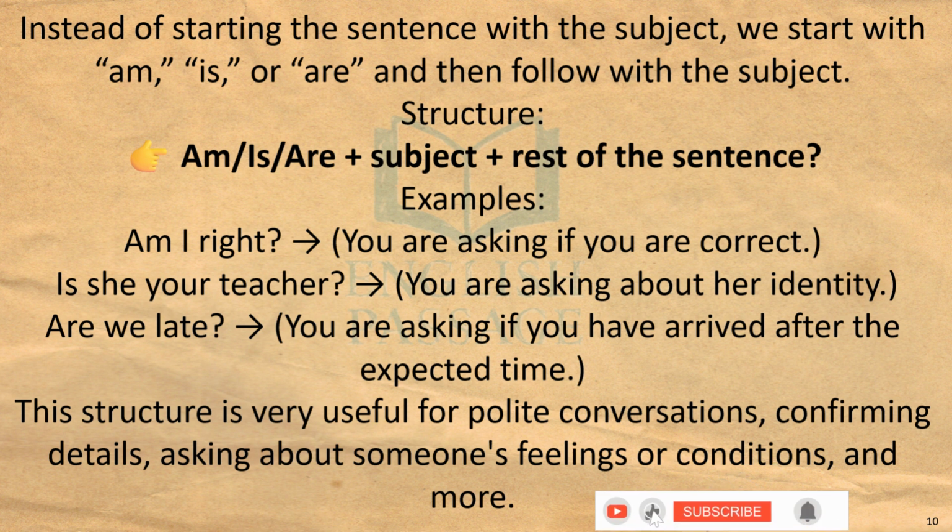Examples: Am I right? You are asking if you are correct. Is she your teacher? You are asking about her identity. Are we late? You are asking if you have arrived after the expected time. This structure is very useful for polite conversations, confirming details, asking about someone's feelings or conditions, and more.